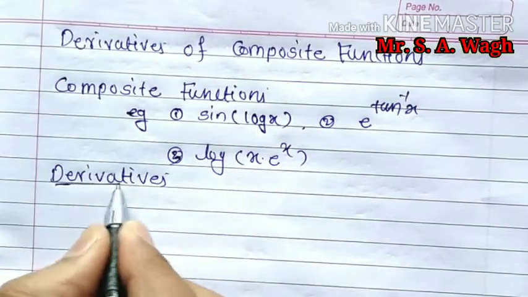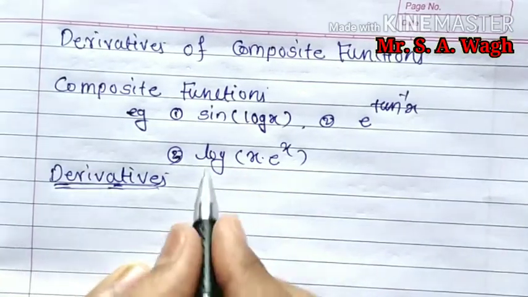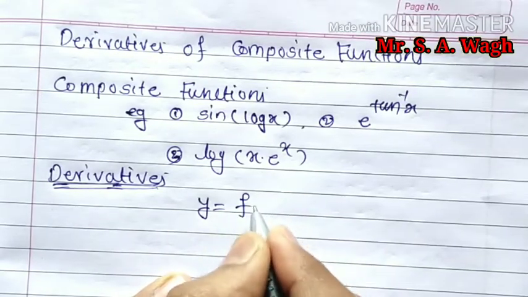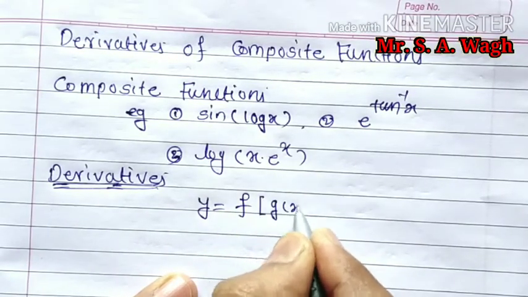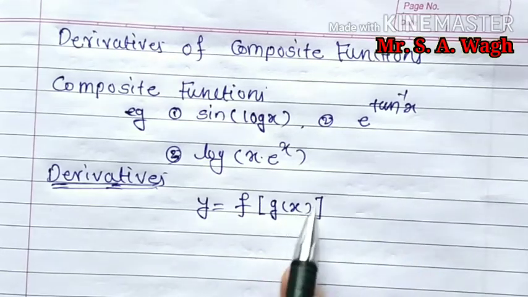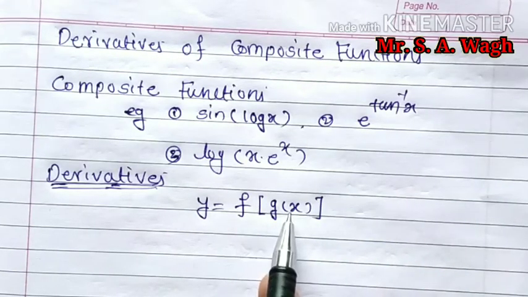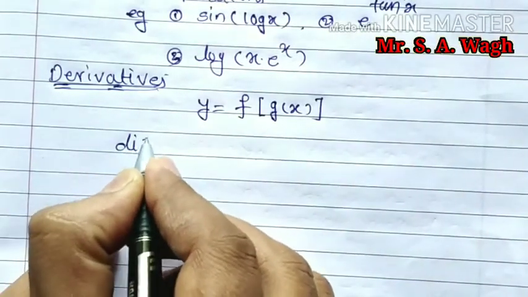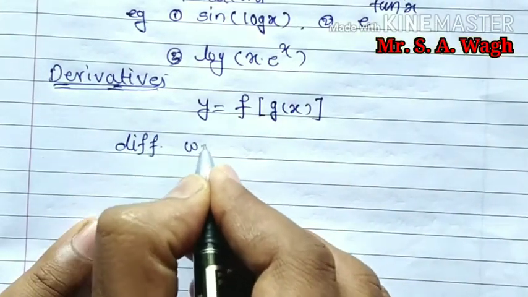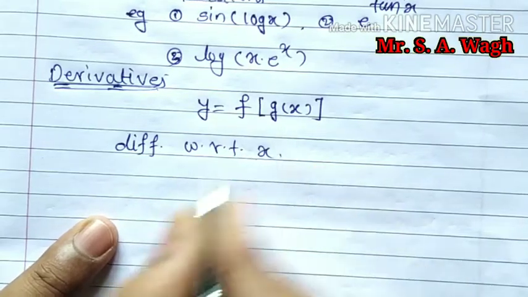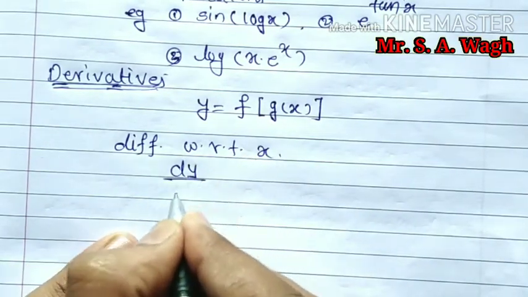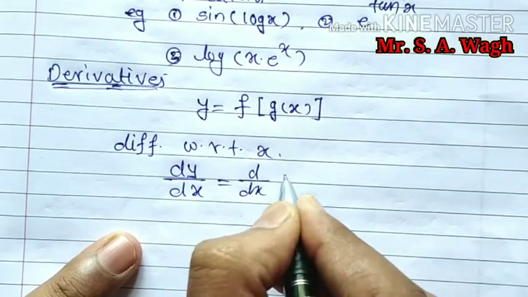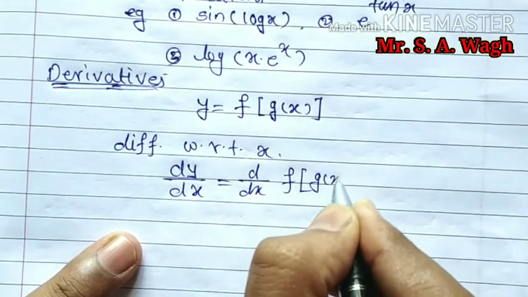of composite functions. Whenever we are given the function y as a composite function, suppose f is the outside function and g is the inside function, so the total function y is a composite of f and g. Now we have to differentiate it with respect to x. The derivative of y is dy by dx, and we apply d by dx of f of g of x.